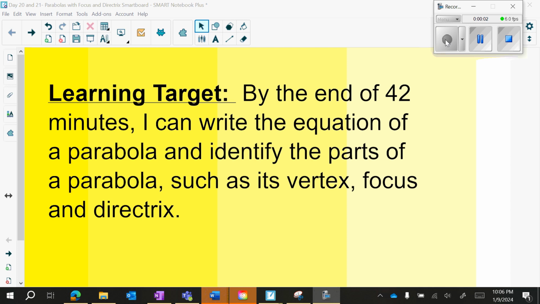Hi everyone. Today we're going to talk about how to write the equation of a parabola in a different way that you have not seen before. So you've seen parabolas or quadratics in what we call standard form in the past, but today we're going to talk about it in a different form.